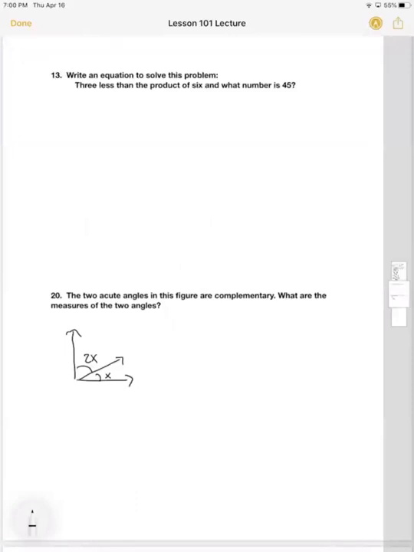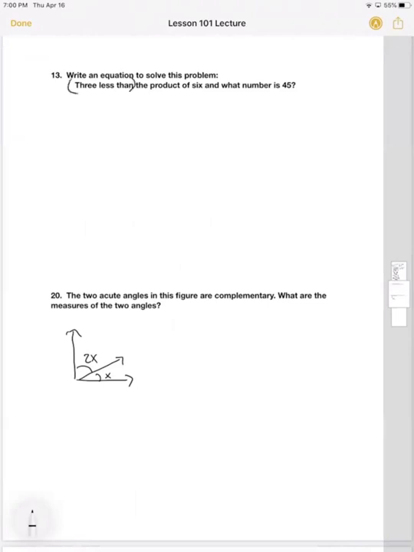So get out your homework worksheet, and let's start with number 13. Write an equation to solve this problem. Now, they really should write an equation and solve it. You have to do both. Now, let's see what they had to start out with here.